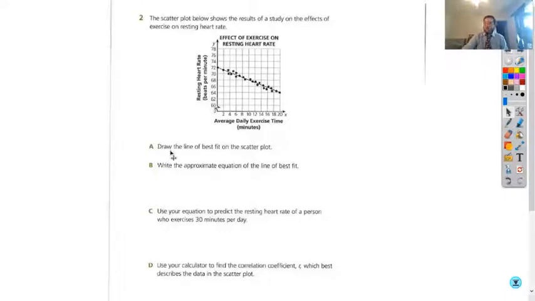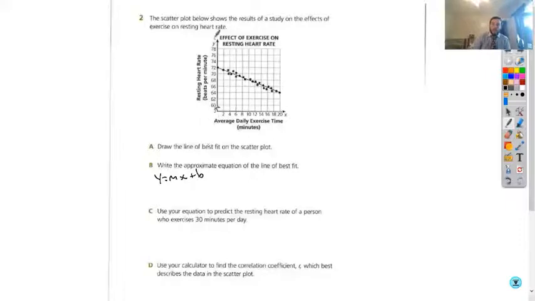So for that sketch there, I would recommend you do it the same exact way through 0, 72, and 20, 64, because that will help us when we have to calculate the equation of the line. So if we move on to part B here, it says write the approximate equation for the line of best fit. Well, remember our equation for a line is y equals mx plus b, with our m being our slope and our b being our y-intercept.